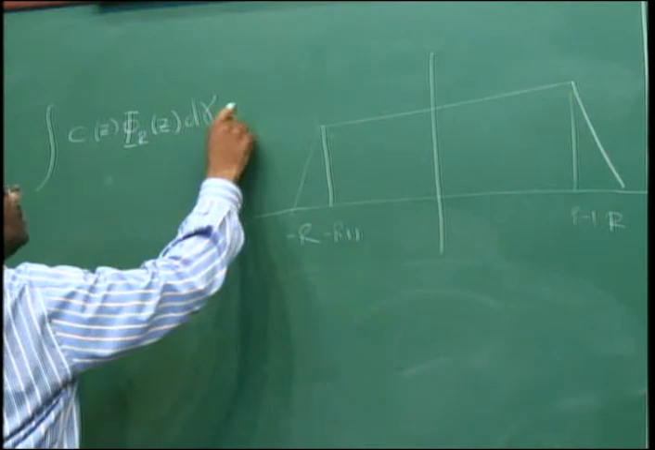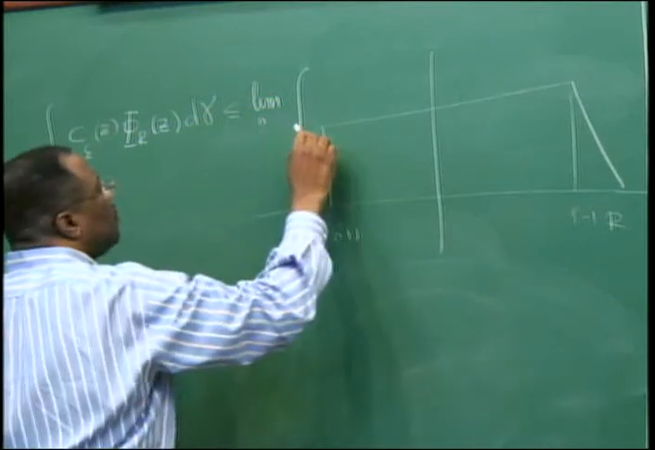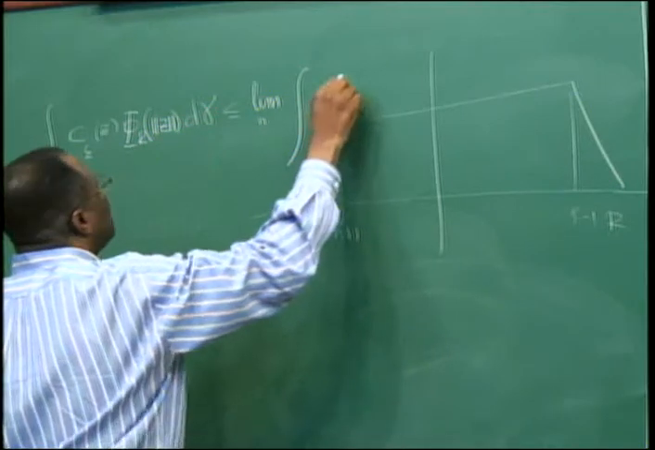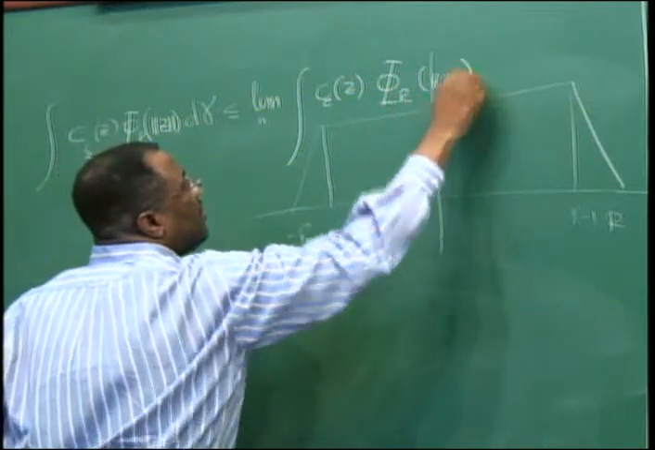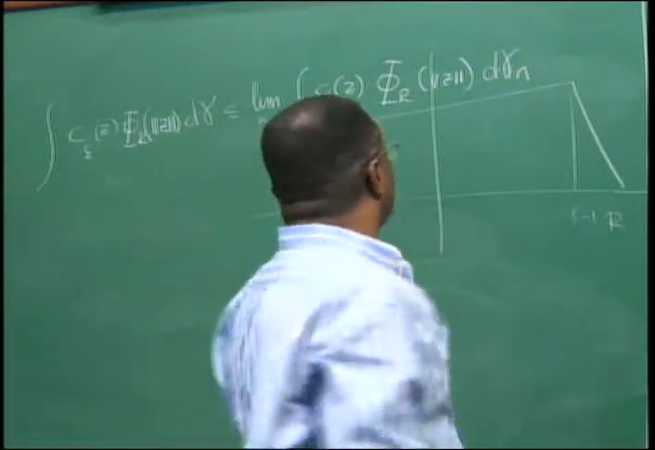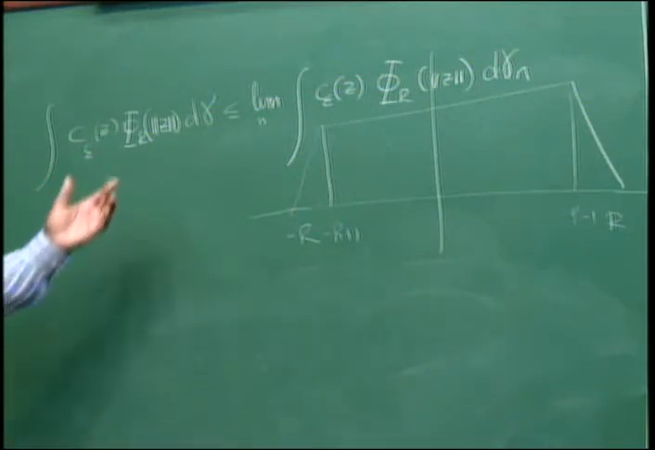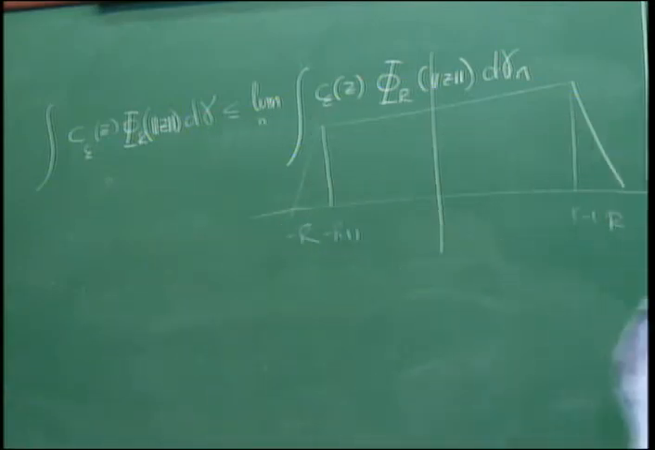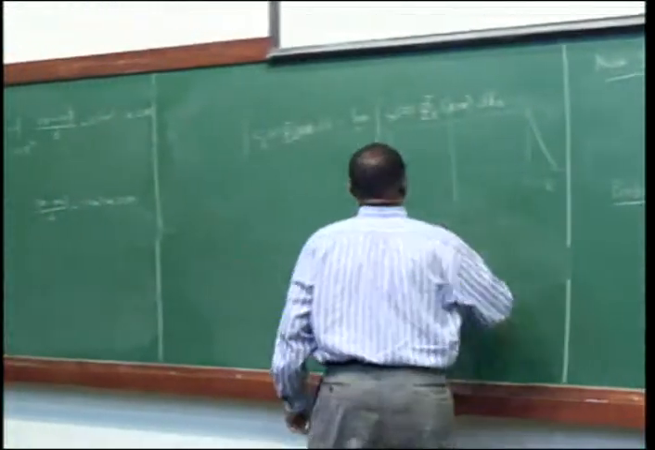This is less than the lim inf of C epsilon of Z phi r of Z d gamma n. Sorry, it is equal. So it is equal, therefore it is less than or equal to. Because now I have a continuous function which is of compact support. And if I use what it means that gamma n converges to gamma weakly, I get that inequality.